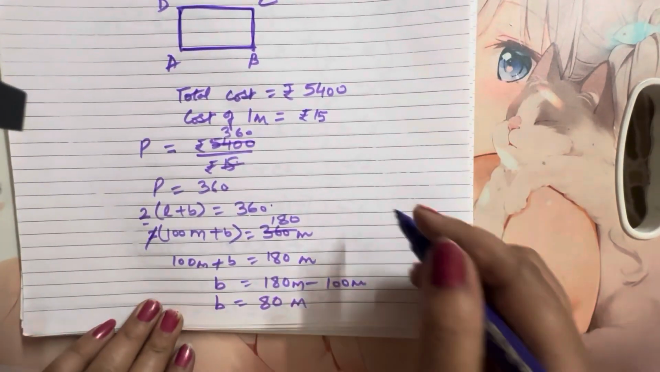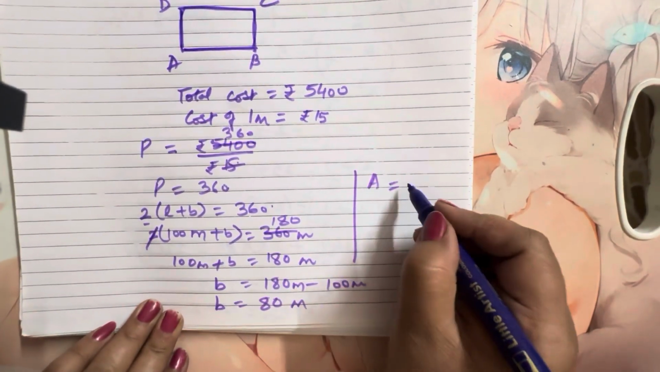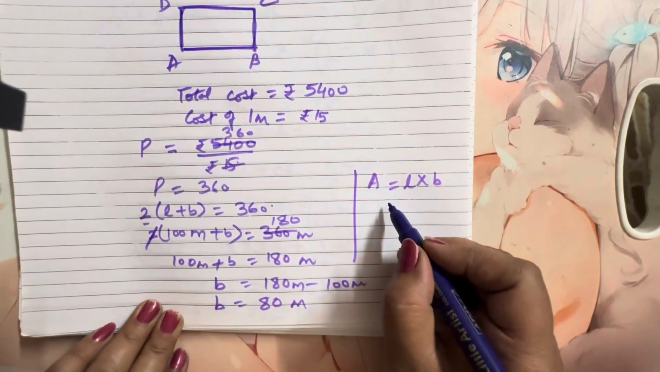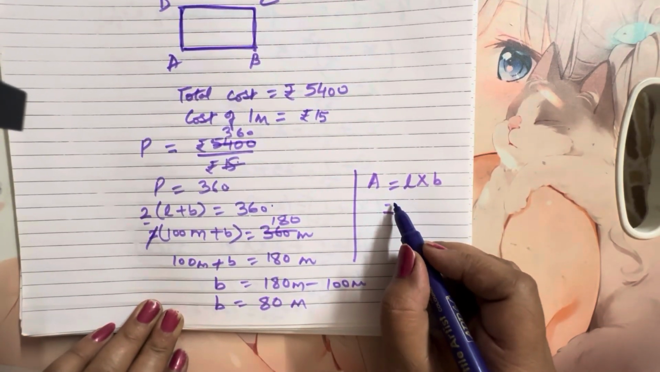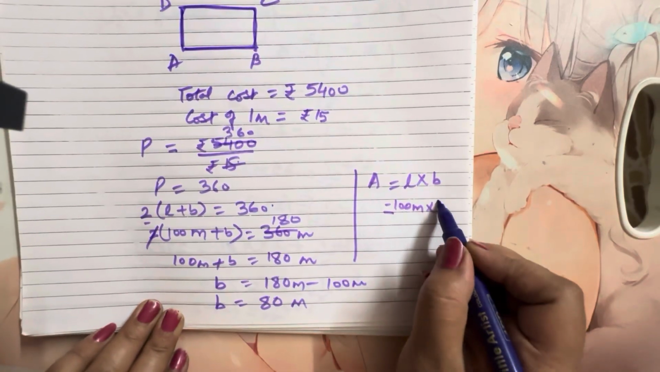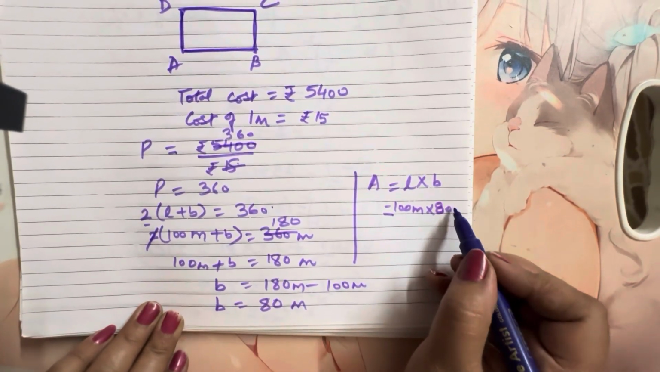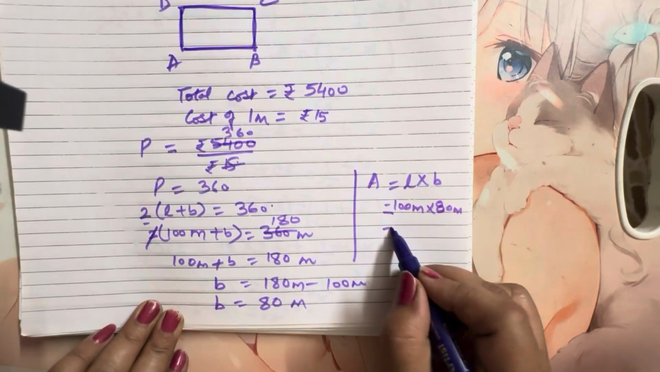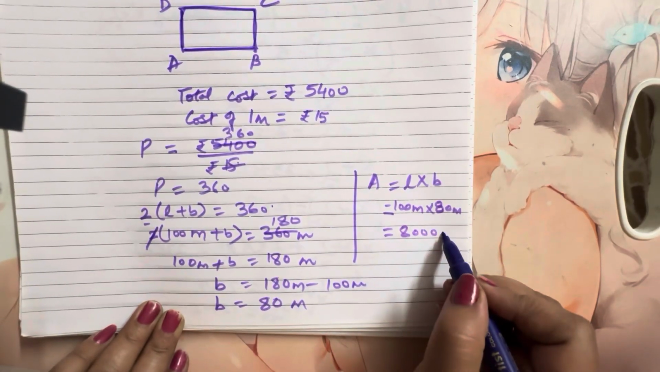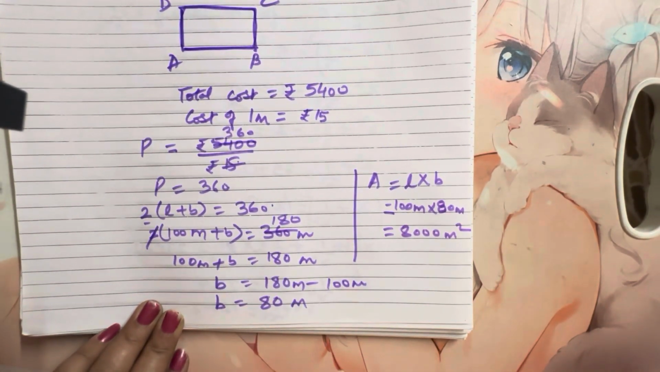So breadth is 80 meters. Now we want to find out the area. Area of a rectangle, we know, is length into breadth. So length we have is 100 meters and breadth we have is 80 meters. So when we multiply, the area will be 8,000 meters square.